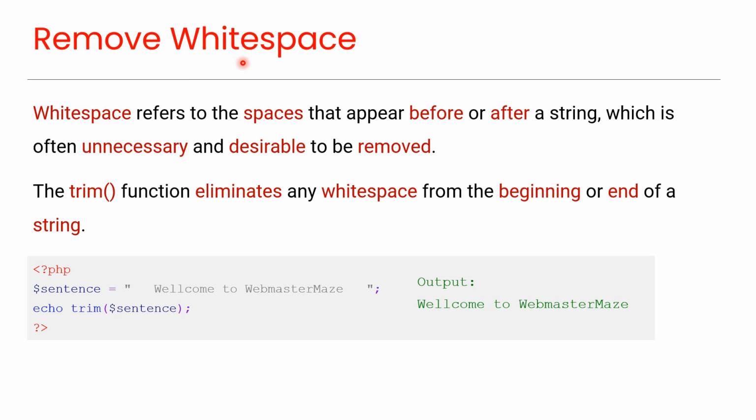Remove whitespace. Whitespace refers to the spaces that appear before or after a string, which is often unnecessary and desirable to be removed. The trim function eliminates any whitespace from the beginning or end of a string, as you can see in this code. And you can see the output here.